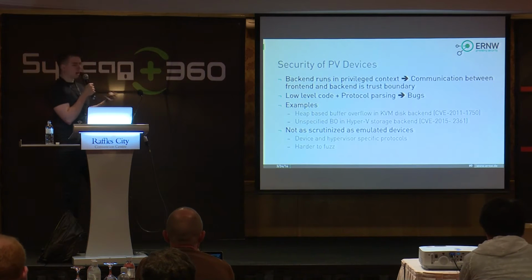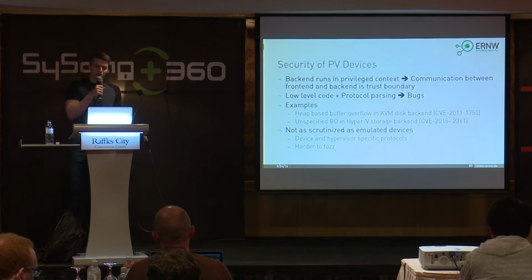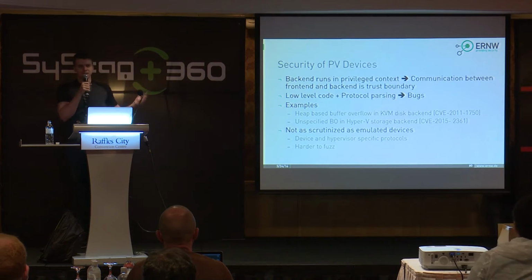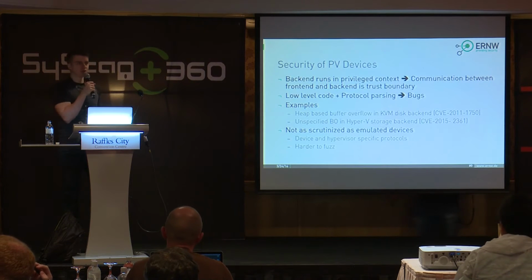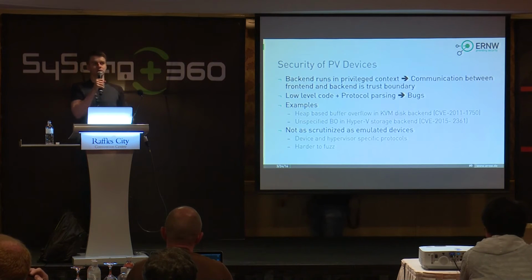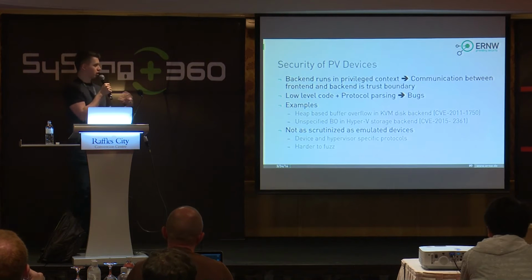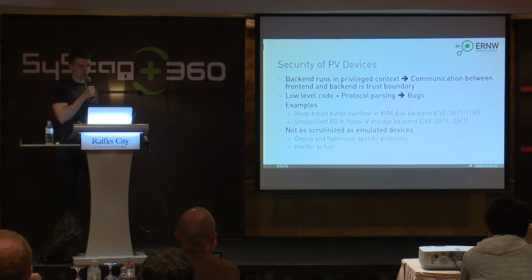There are also some publicly reported vulnerabilities, but interestingly not very many. There's a heap-based buffer overflow in the KVM disk backend, reported in 2011. And last year, someone from Microsoft actually reported a buffer overflow in the Hyper-V storage backend. And this, I think, is actually the first example of a vulnerability that was internally discovered by Microsoft, but still got credits on Patch Tuesday. So this was one of the first examples of Microsoft actually crediting an internal researcher for his work.